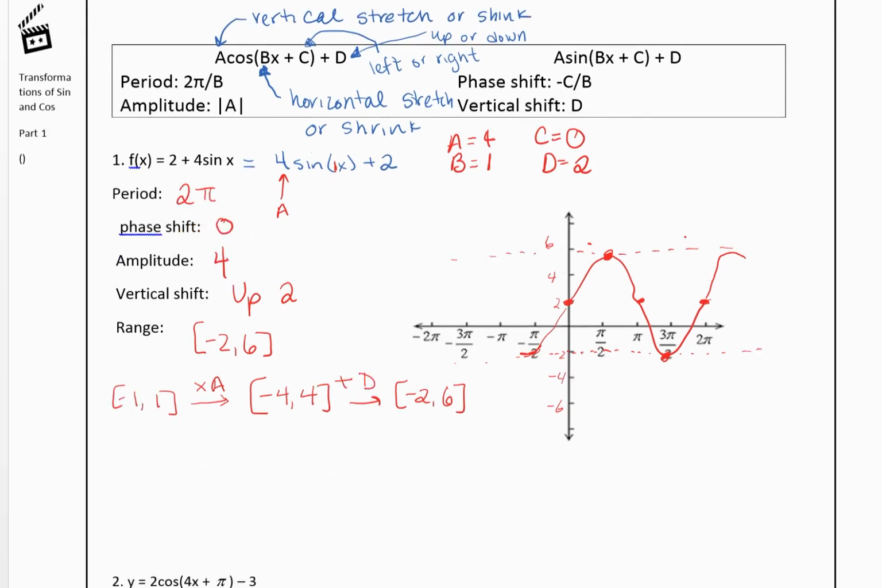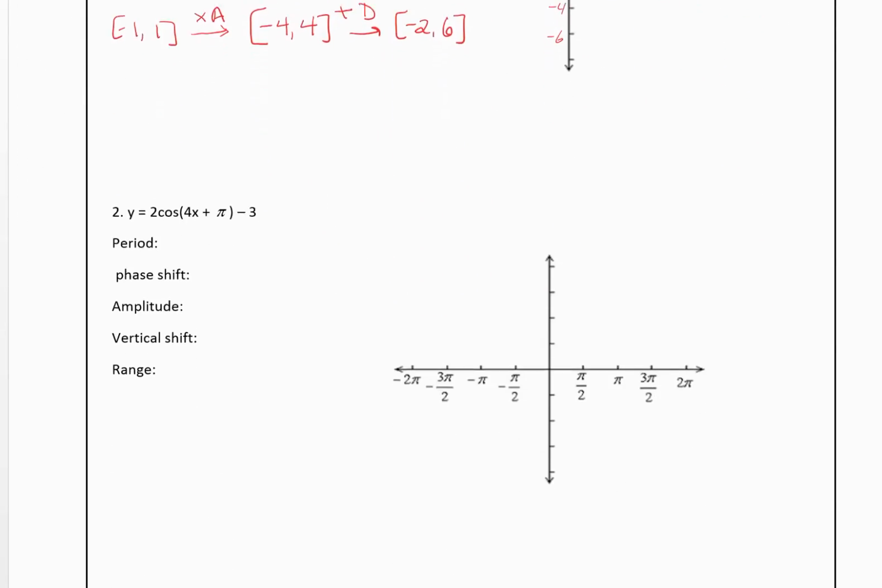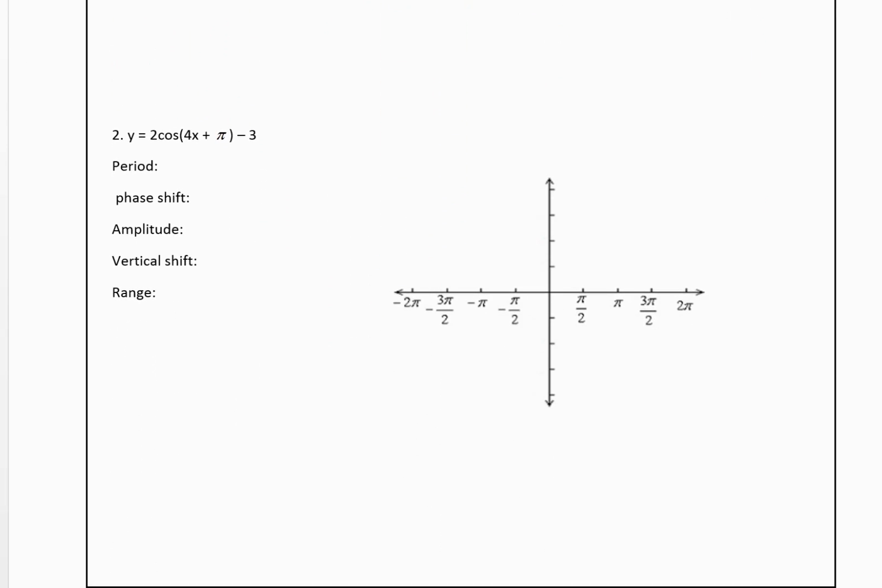Okay, we're going to do one more. So here we'll do one with cosine. So here we've got 2 cosine of 4x plus pi minus 3. So let's write out what our A, B, C, and our D are. Okay, so our A is 2, our B is 4, our C is pi, and our D is -3.